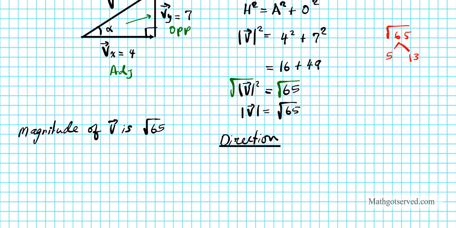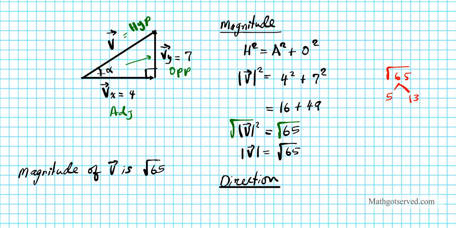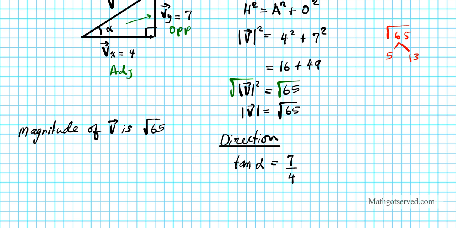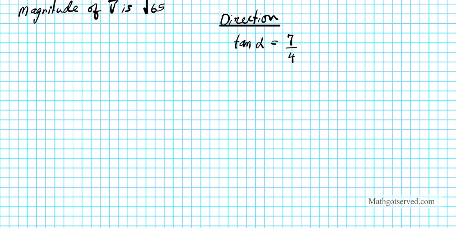Well, the direction of the vector is the angular measure from the horizontal, right? Alpha. Okay. So since we know the measure of the opposite, which is 7, and the adjacent, which is 4, which trig ratio are we going to use in SOHCAHTOA? Which trig ratio relates opposite and adjacent? It's the tan, right? TOA. So we're going to use this trig ratio to solve for alpha. Tan of the directional angle alpha is equal to the opposite, which is 7, over the adjacent, which is 4. If we can isolate alpha, that will be the direction of the vector.